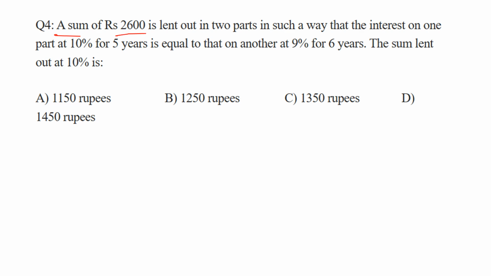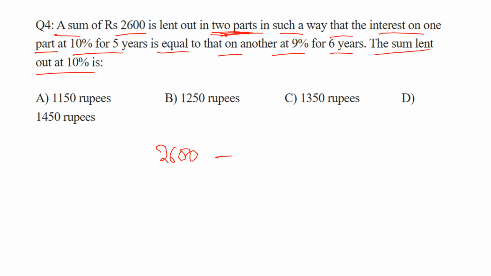A sum of rupees 2600 is lent out in two parts, but we are not aware of how much amount each part is. It is divided in such a way that the interest on one part at 10% for 5 years is equal to that on another at 9% for 6 years. The sum lent. Okay, fine.